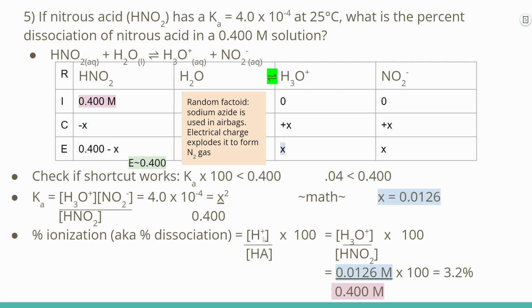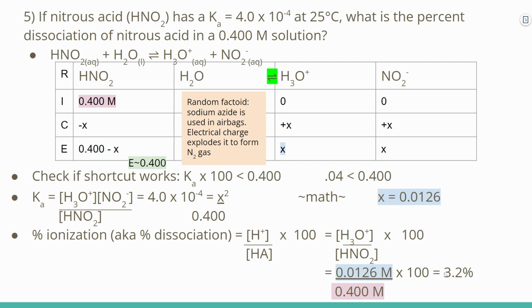And so you just plug in the stuff. We have H3O plus here, we have our nitrous acid here, and I multiply by 100. So I have how much H3O plus ends up being in solution at equilibrium versus what was the initial concentration of the nitrous acid to compare to. And then I end up getting 3.2% dissociates. So notice it's a weak acid. Not a lot of H3O plus was made, and that makes sense because the value was so small. The percent is so small.